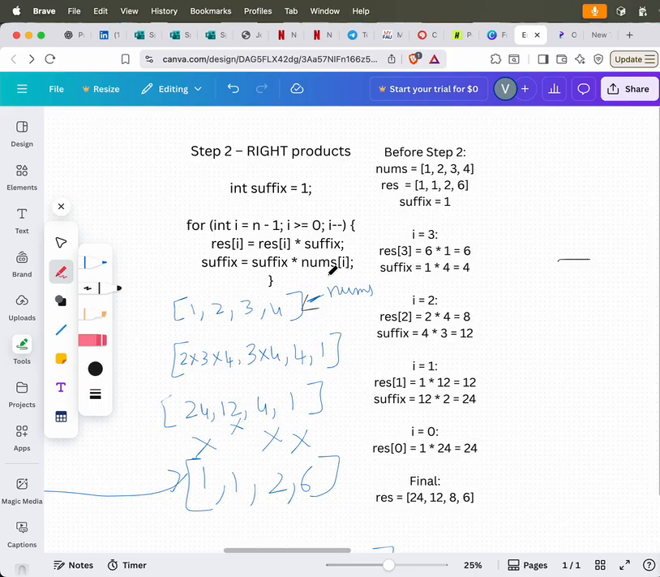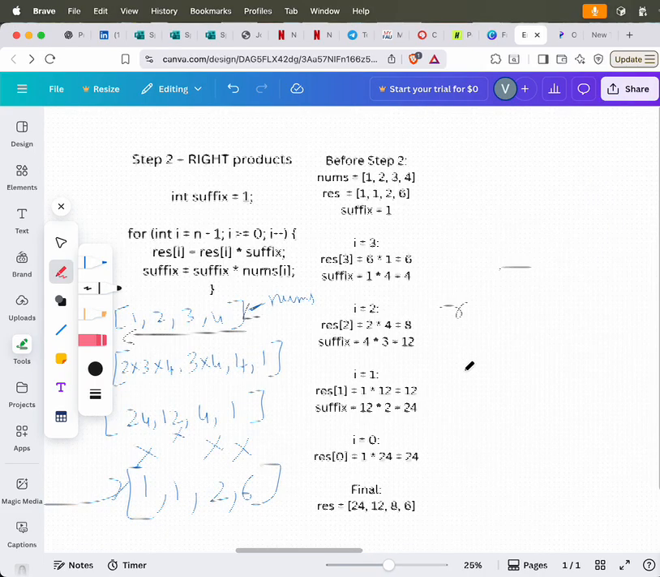So we go from right to left. Okay, we go from right to left for each index of I. So we multiply res of I by suffix. Then we update suffix by multiplying it with nums of I. So next time it includes this current number as well.